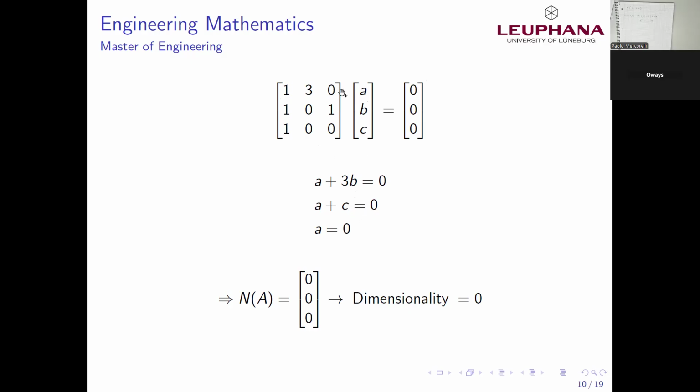Look, A plus 3B equals 0. A plus C equals 0. A equals 0. If A equals 0, C equals 0. If A equals 0, B is equal to 0. We have just (0, 0, 0) which annihilates the transformation. This means the dimension is 0, because it is one point, at dimension 0.